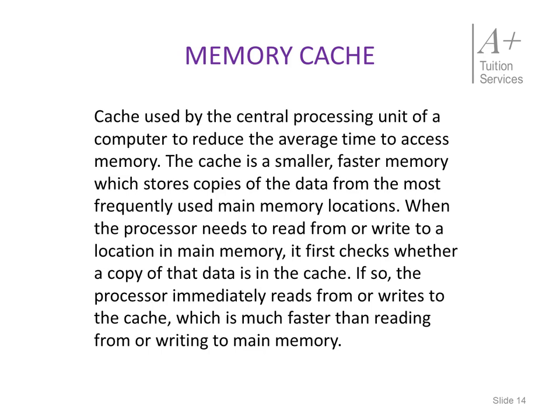The cache is like the safe place for all the frequently used instructions that the user would apply to the computer. When the processor needs to read from or write to a location in memory, it first checks whether a copy of that data is in the cache. If it's in the cache, we pull it out faster, and if not, we have to go to the main memory. If so, the processor immediately reads from or writes to the cache, which is much faster than reading or writing from the main memory.